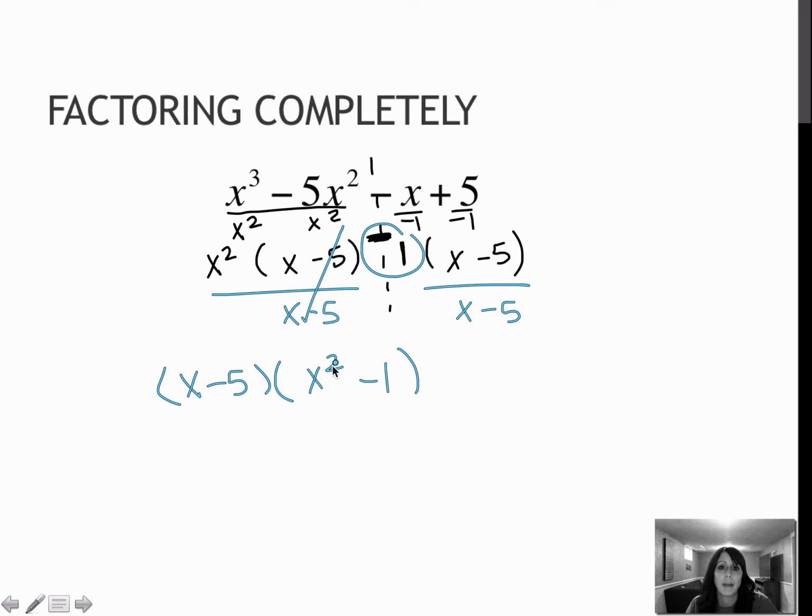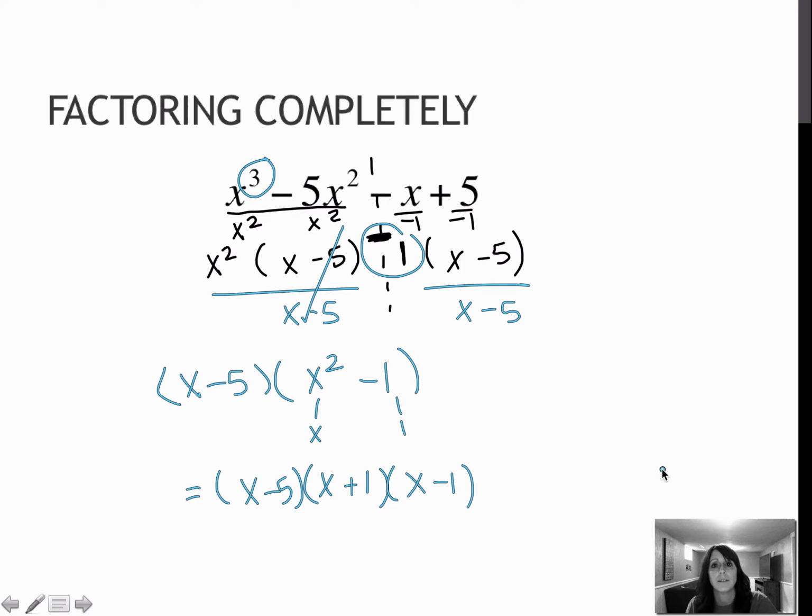Again, I have a binomial that has a degree greater than 1, so I always check that to see if it can break down further. This happens to be two perfect squares being subtracted. The square root of x squared is x. The square root of 1 is 1. So this binomial breaks down into x plus 1 and x minus 1, and I already had an x minus 5. So again, I could have had 3 binomials, and in this case, I did.